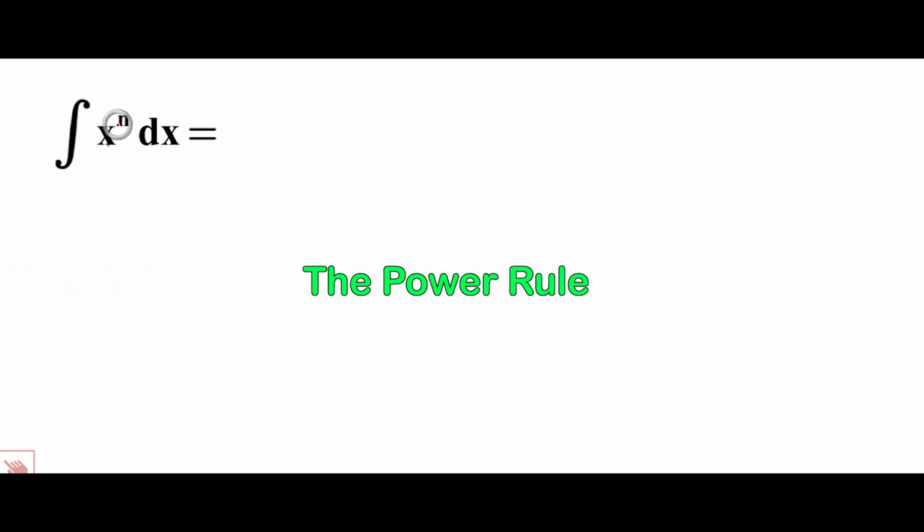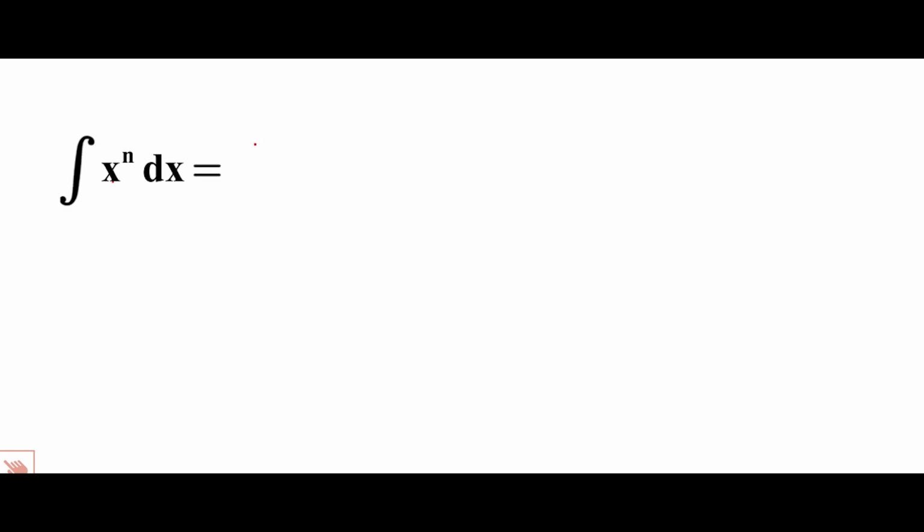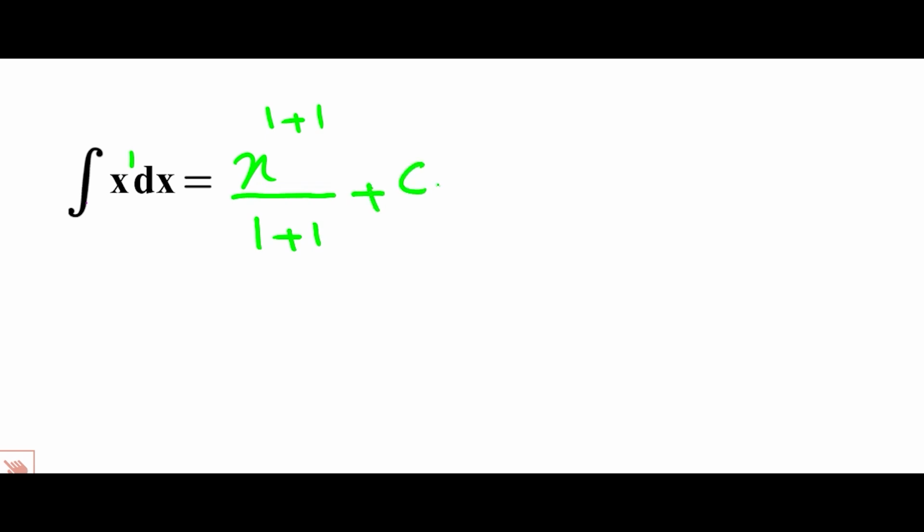If you have x to the n, the rule is simple. Add 1 to the power and then divide by that new number. So we have x to the n plus 1 over n plus 1 plus c. For example, the integral of x dx equals, x is x to the 1, so we have x to the 1 plus 1 over 1 plus 1 plus c. So we have x squared over 2 plus c.